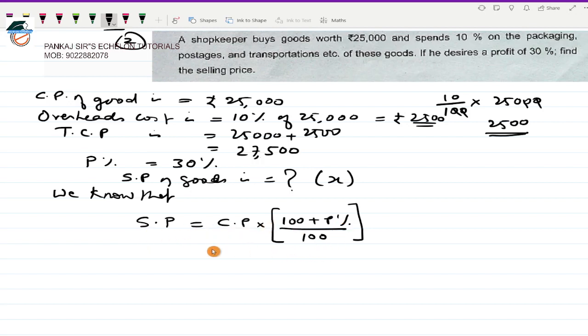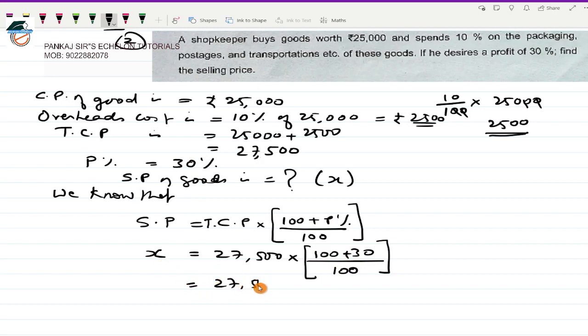Now selling price is X, which we want to find out, so I'm putting X for that. Cost price you'll have to take in this case as total cost price, because overheads is included in this problem. So total cost price will be 27,500 multiplied by 100 plus the profit percent that he wants, 30%. So I'll add 30 over here, divided by 100. Fine. So my X should be equal to 27,500 into 130 divided by 100, right?